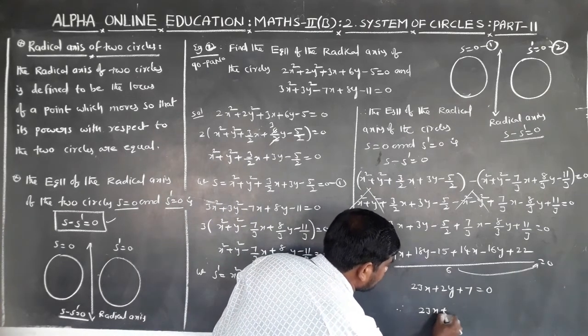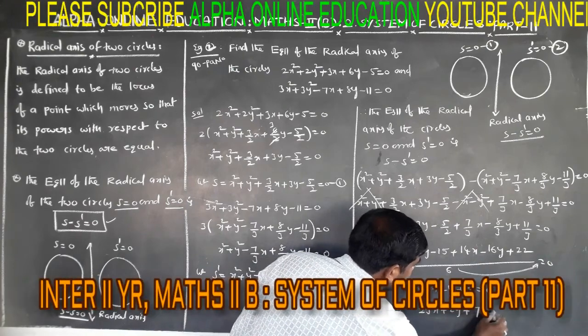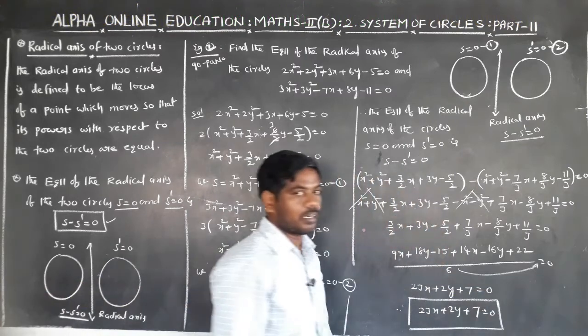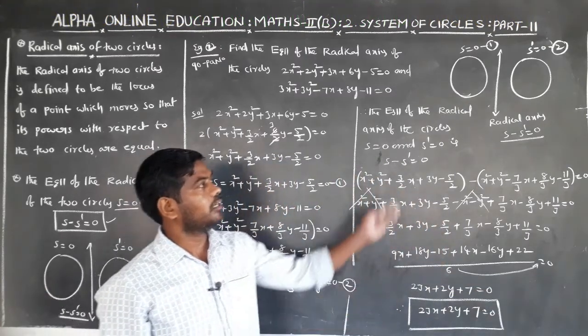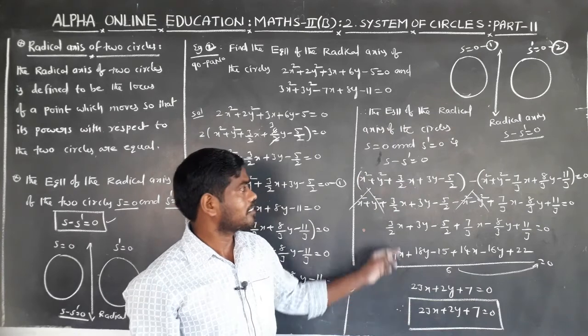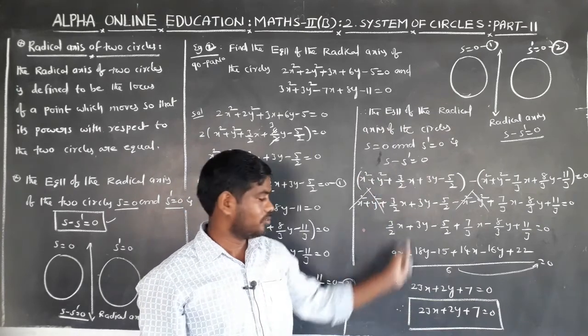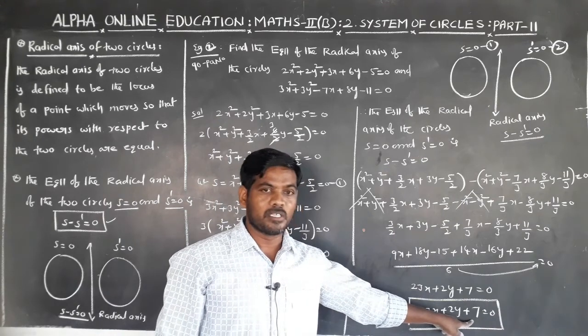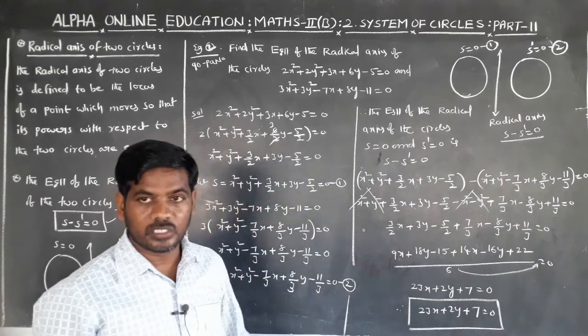Therefore, 23x plus 2y plus 7 is equal to 0 is the radical axis of the two circles. S minus S dash is equal to 0 is 23x plus 2y plus 7 is equal to 0. This is the process.